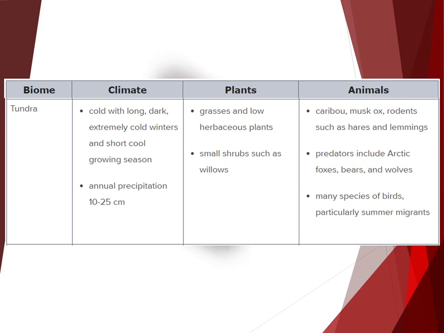The plants that you'll find in tundra are typically grasses and very low, meaning short, herbaceous plants, and some small shrubs like willows. The animals that you'll find in the tundra biome are things like caribou, musk ox, and other rodents. There are predators in the tundra like Arctic foxes and polar bears. And there are several species of birds, especially migratory birds during the summer season.